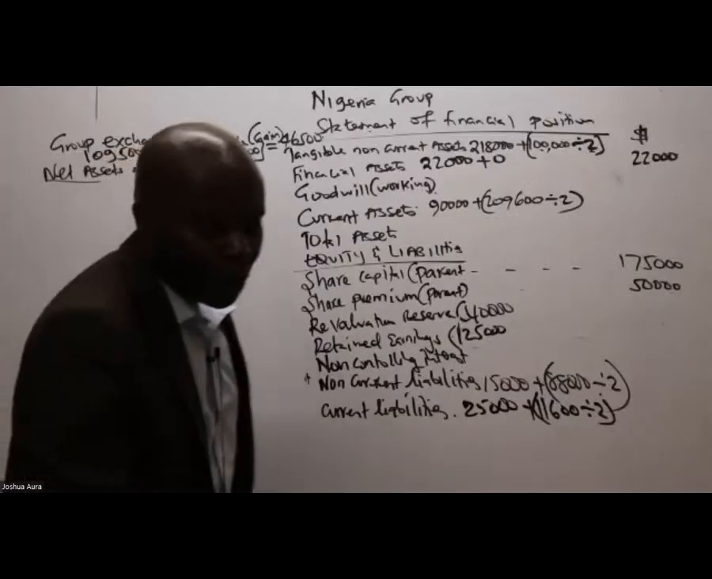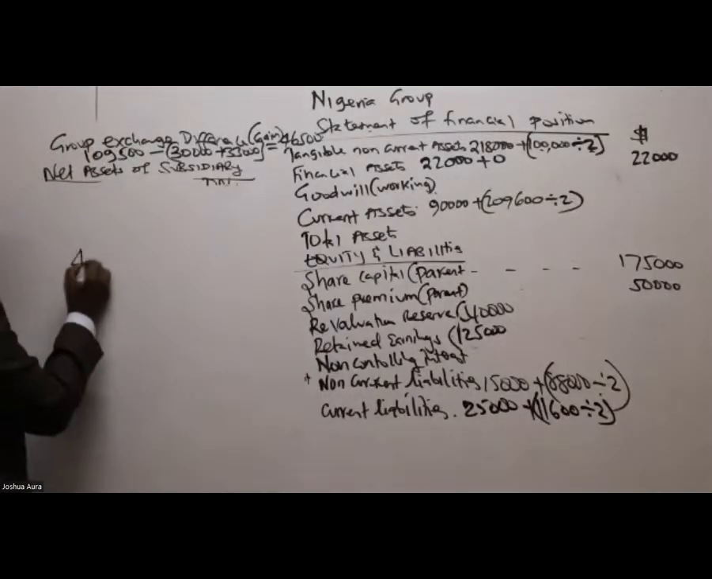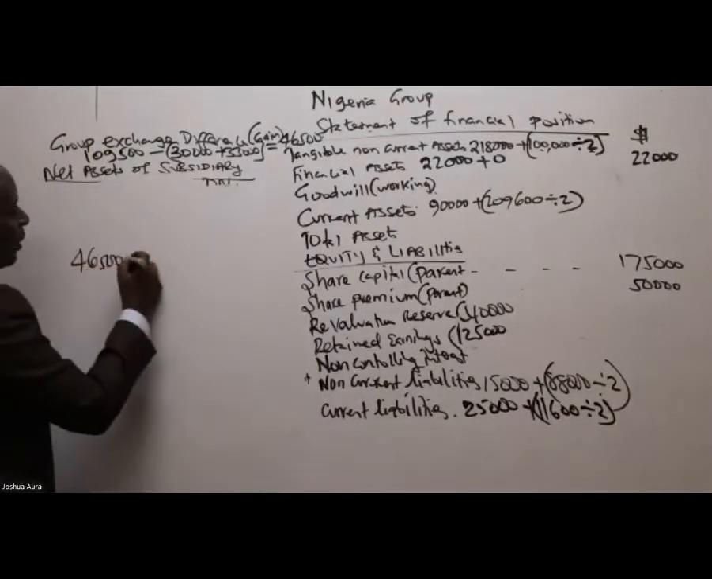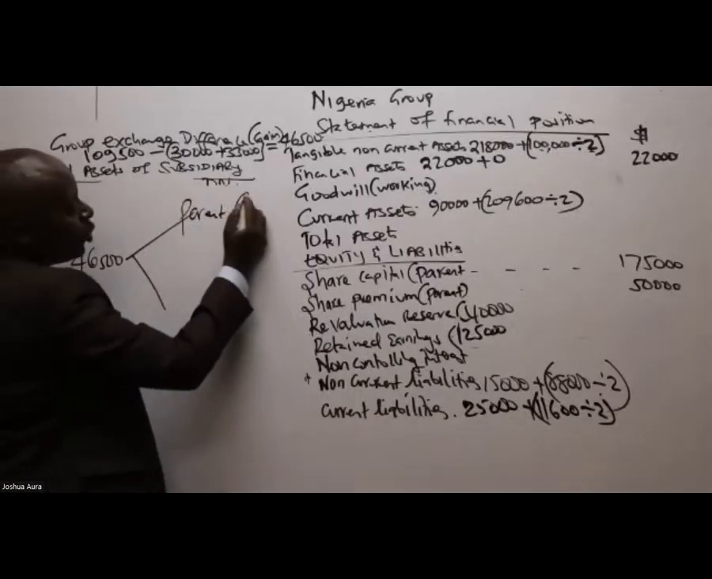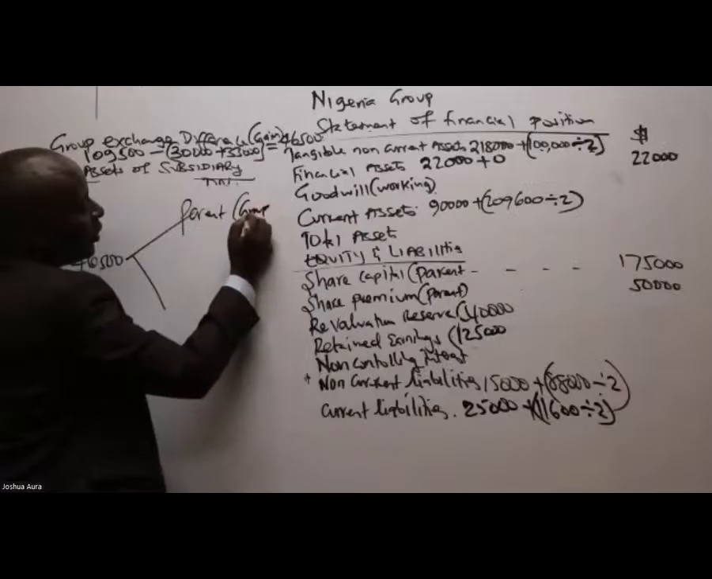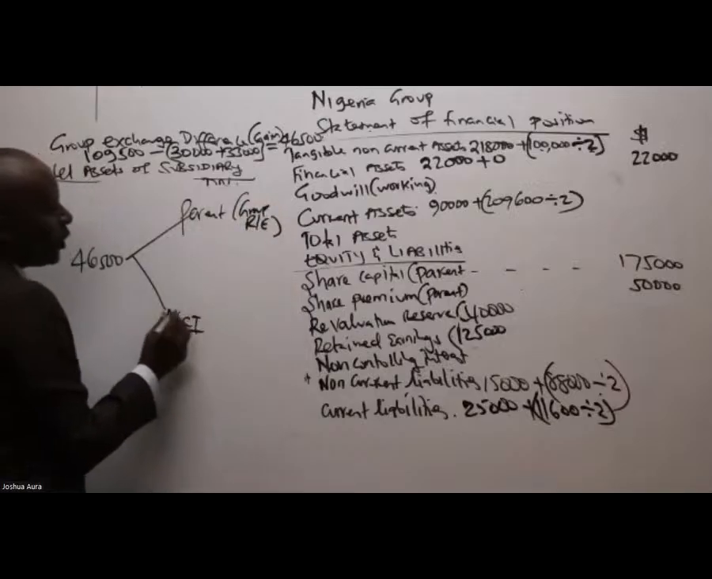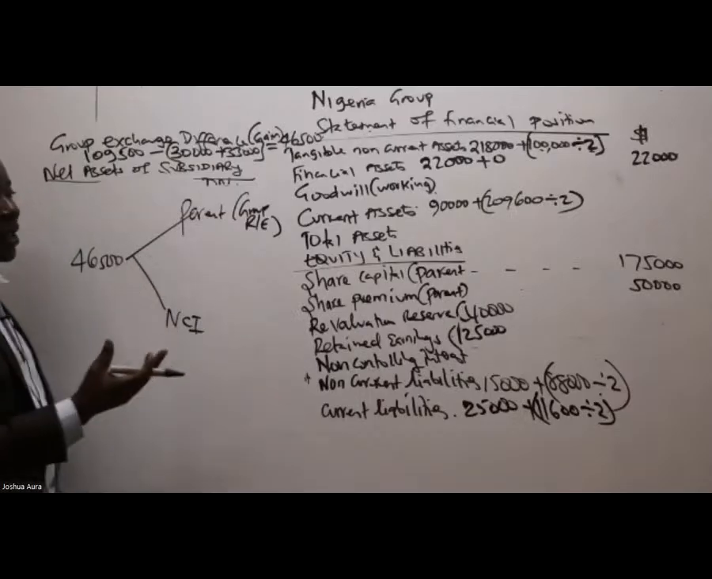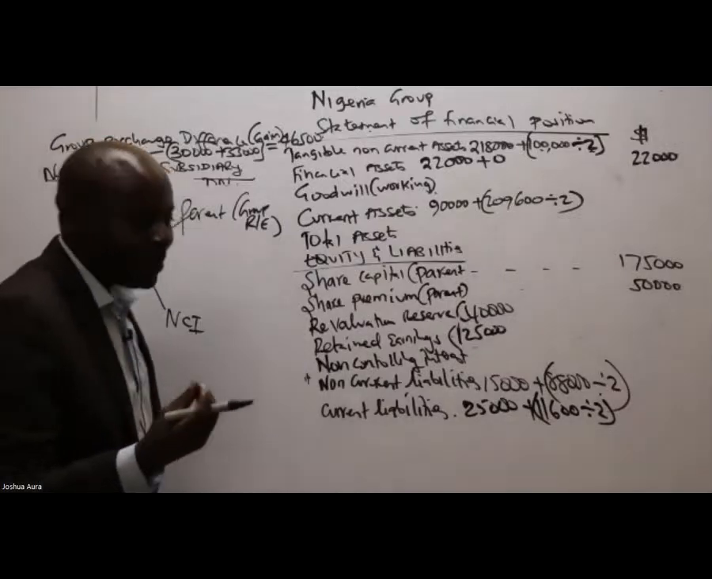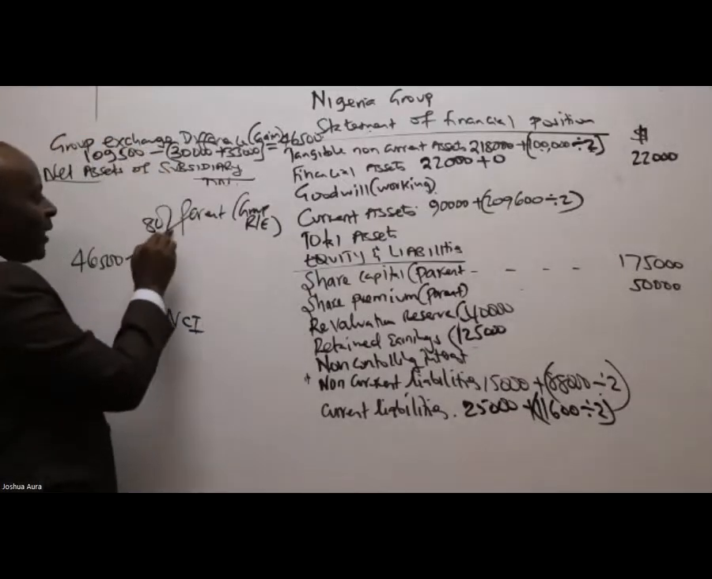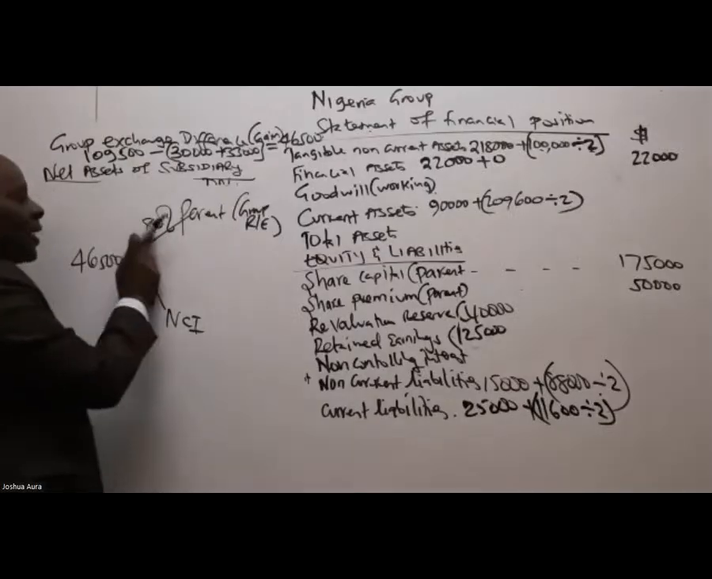So we are sharing this 46,500, my good students. It will be shared to the parent, of course, through the group retained earnings, and then we have NCI. Do you know the parent's percentage? It was 80%, isn't it? And NCI was 20%. I can see this student telling me 46,500 times 80%.